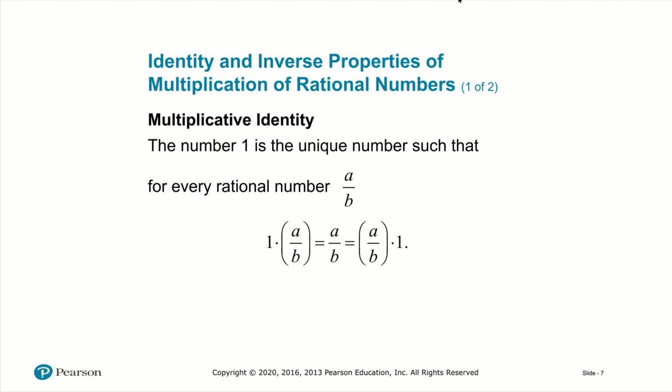We saw last time that 0 was the additive identity for fractions, and the multiplicative identity is once again 1, just as it was in the case of whole numbers and integers and natural numbers. So for every rational number a over b, 1 times a over b is just going to leave it untouched and give you a over b itself, and the same as a over b times 1, which of course makes sense because you're taking 1 of something. How many are you going to get? Well, just that thing, right?